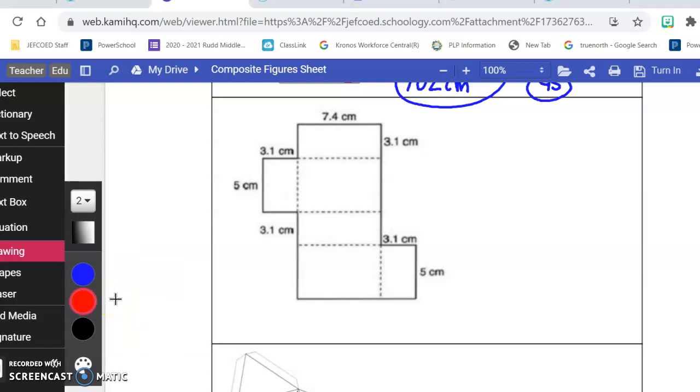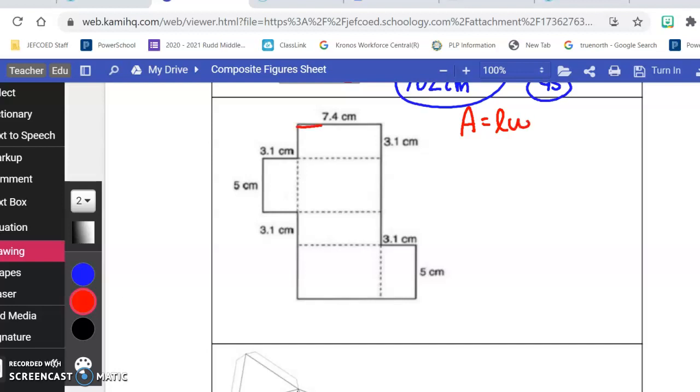Alright guys, so here we go with our second figure here. Now we have 1, 2, 3, 4, 5, 6 different shapes. So let's start off with our first rectangle. It looks like every single one of these shapes are rectangles. So we're going to be using area equals length times width.